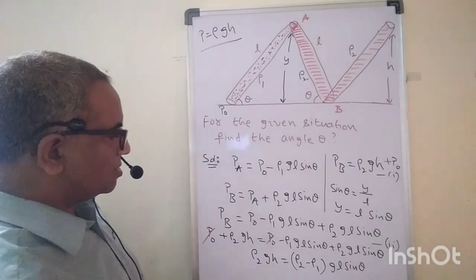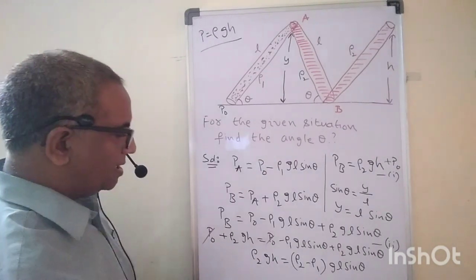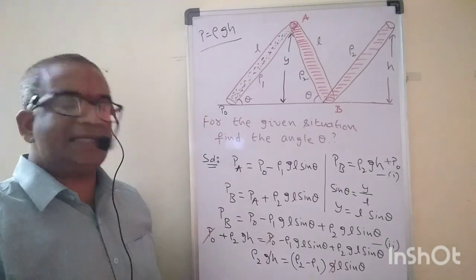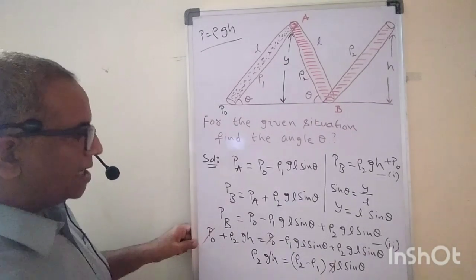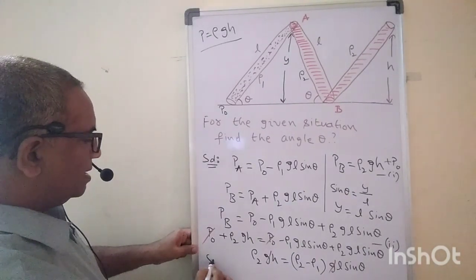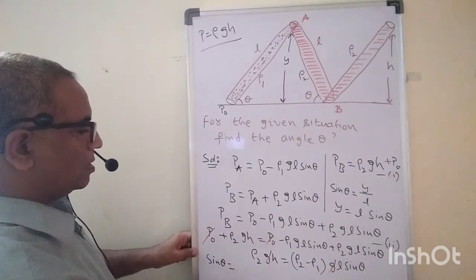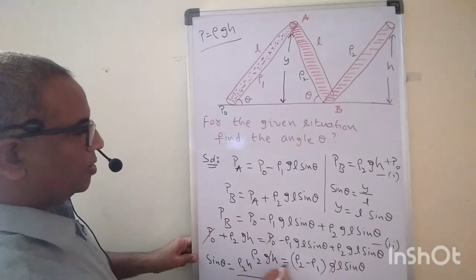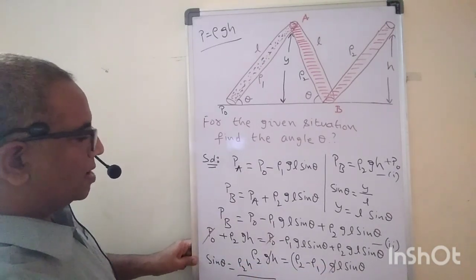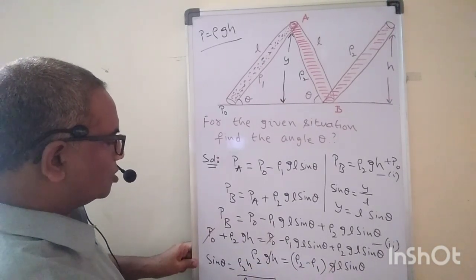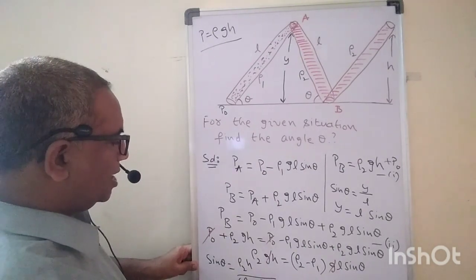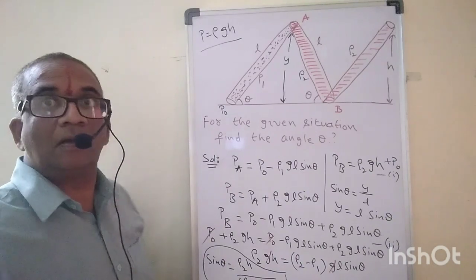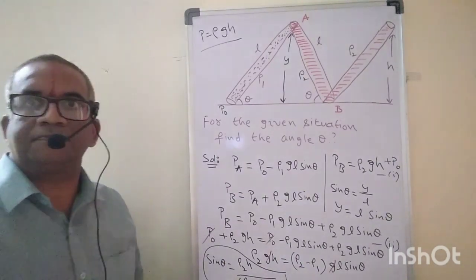So what will we get here? Sin theta is equal to, the G's get cancelled here. As the G's get cancelled, you will get sin theta equal to rho 2 H by rho 2 minus rho 1 into L. So this is our answer. Are you following, sir, what I am saying here?